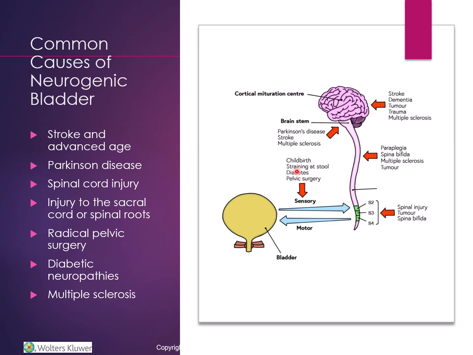And things like childbirth or straining with stool, like in the case of constipation, diabetic neuropathies, and pelvic surgeries can damage the afferent sensory nerves that are sending signals from the bladder back to the spinal cord that should end up in that micturition center. So again, looking at all the different causes, the effects that we'll see, or the type of neurogenic bladder that we might see, will vary based on where these different effects occur within that neurological control.